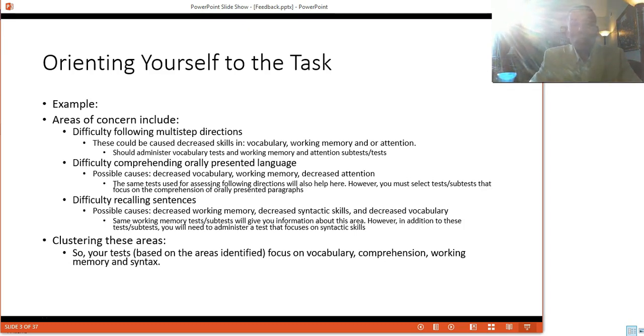It could be, but we don't know. This is just, you have someone who has difficulty with multi-step directions. And you ask yourself, is it because of vocabulary?